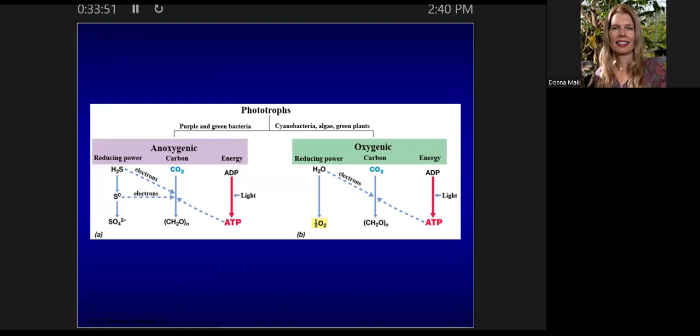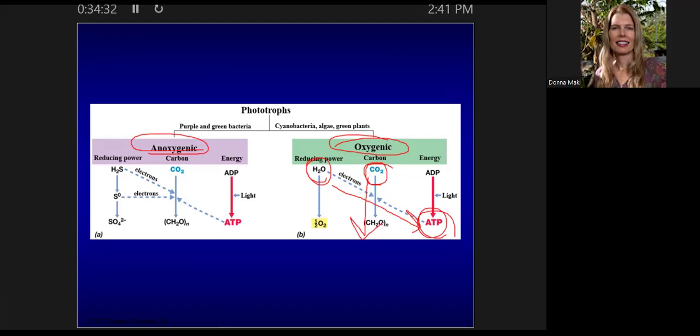Here, they're breaking it down into anoxygenic or oxygenic. If you've taken a plant physiology class, you're used to talking about it like what the green box is showing, and it's what we just talked about. Water is the ultimate electron donor. The electrons go into an electron transport chain. It allows for production of ATP. And cyanobacteria and plants can take in CO2 and make their sugars.